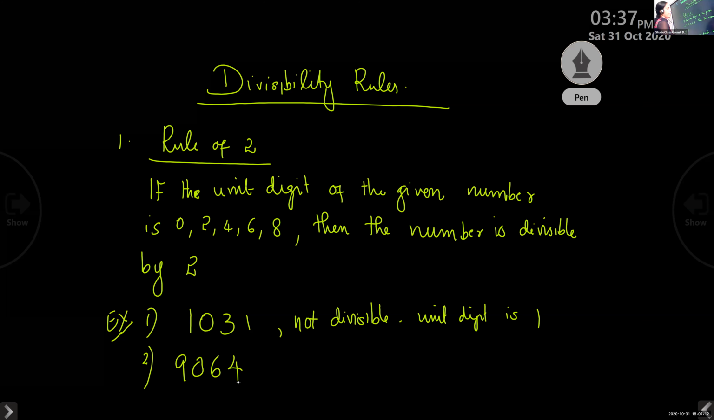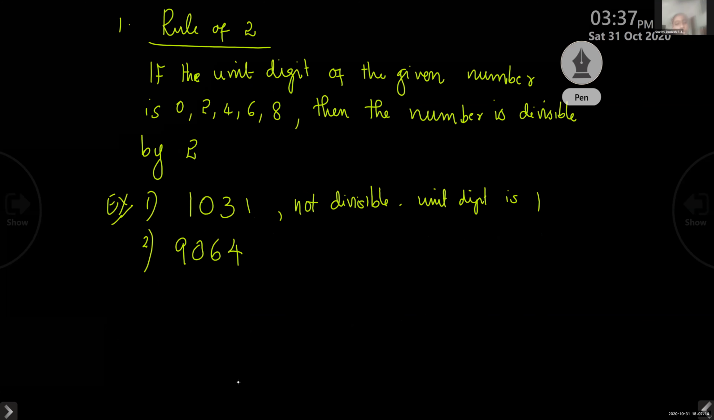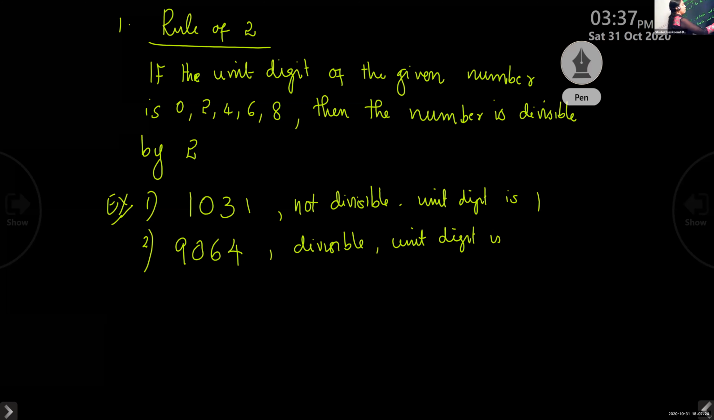So I'll give another example. 9064. Yes, ma'am, it's divisible. Why? Because the unit digit is an even number. The unit digit is 4, an even number. So these rules are known as divisibility rules. This is the first one. Is it easy? Yes, ma'am.